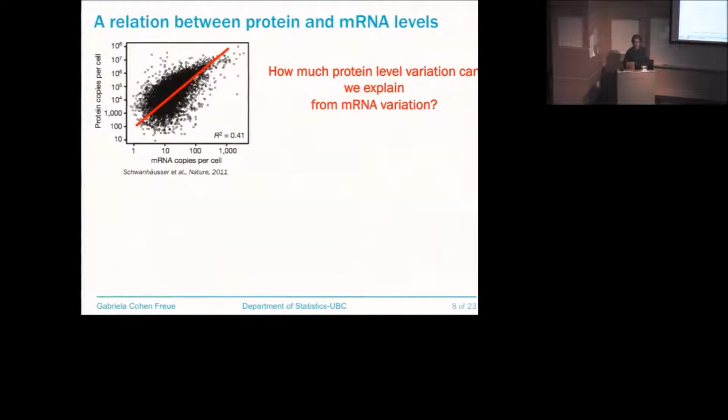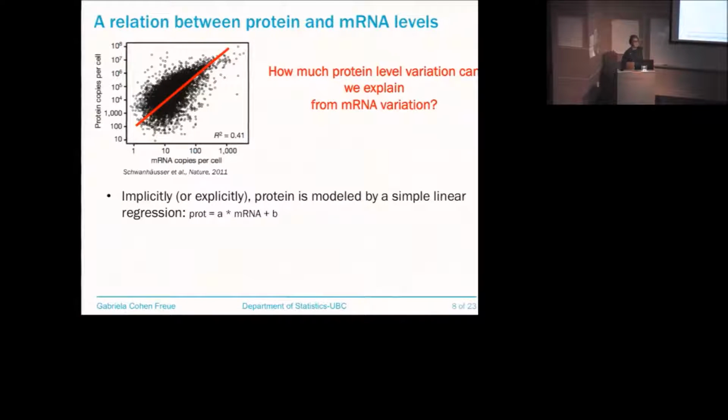So when we are talking now about the proportion of the variation explained by another variable, implicitly or explicitly, we are thinking of a simple linear regression model. Simple meaning that there's only one explanatory variable in the model, which is the mRNA. Some of the biologists don't realize that they are doing this.